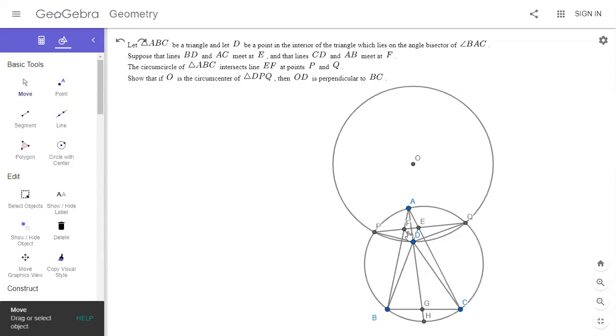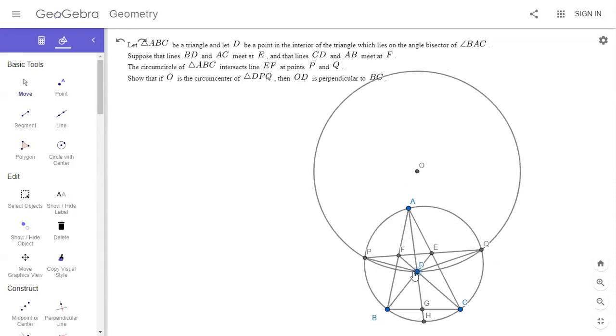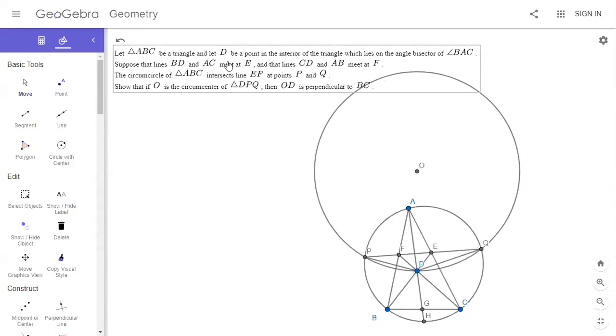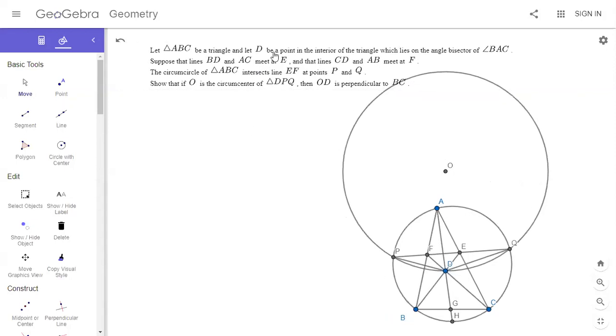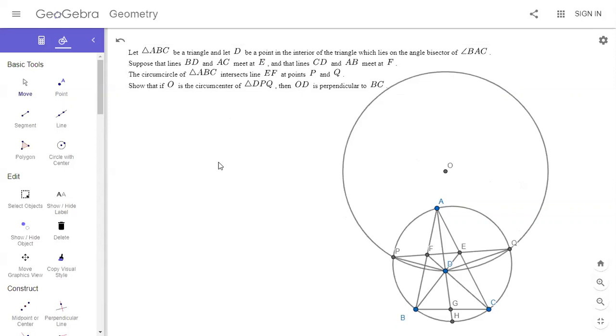Yeah, that's interesting. D can be any point on the angle bisector. Just move things around a little bit. Not sure how to begin here.